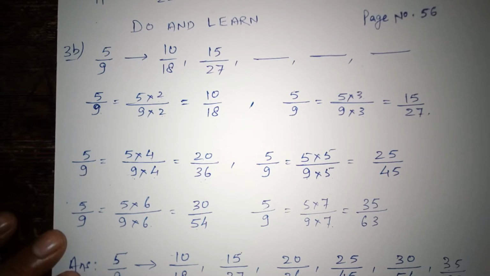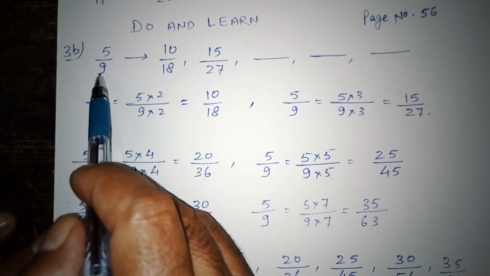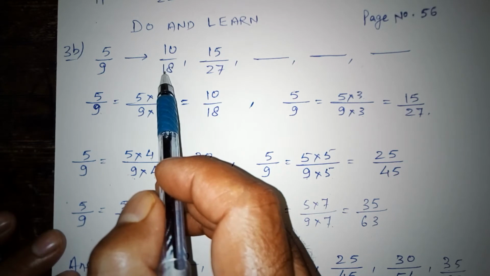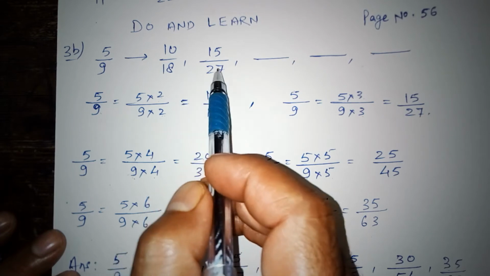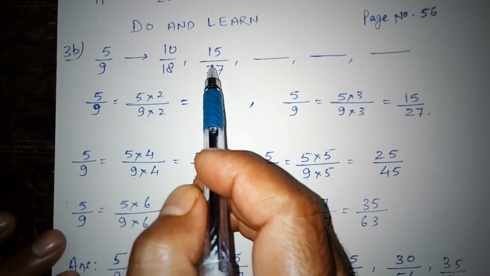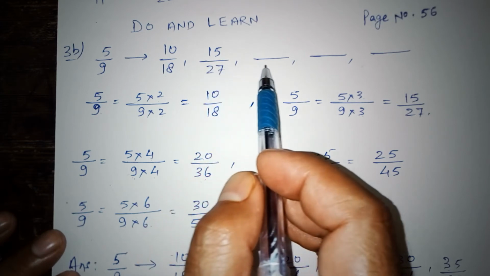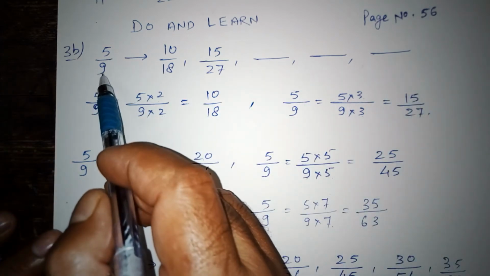Now today let us discuss some problems from your book, page number 56. As you are looking, this is 5 upon 9. Now this is 10 upon 18 and 15 upon 27. In this question, two equivalent fractions are given. Now in this question we will find out other equivalent fractions of 5 upon 9.